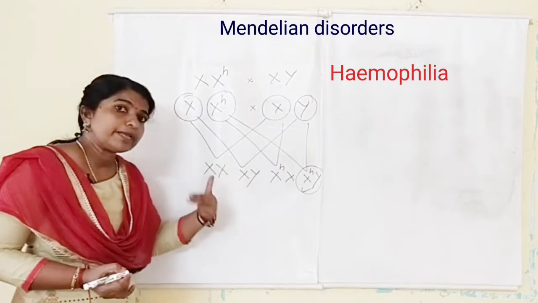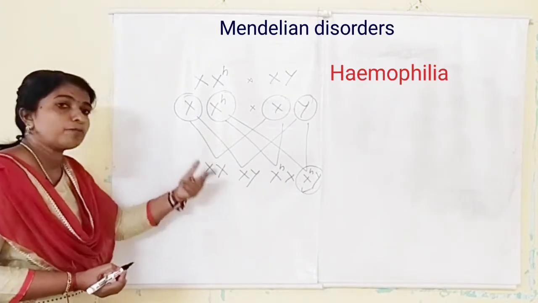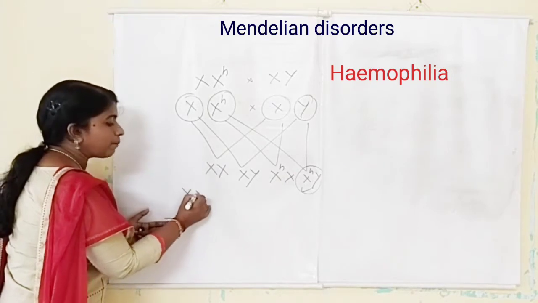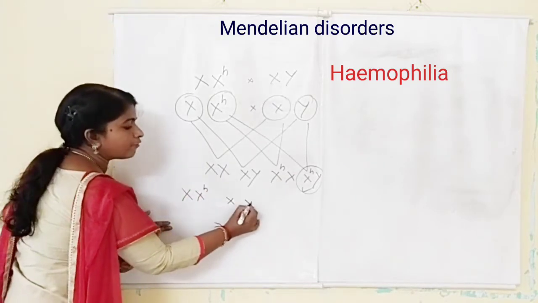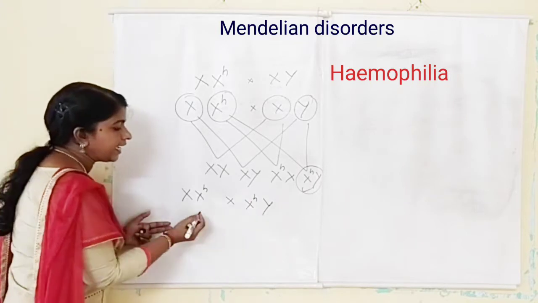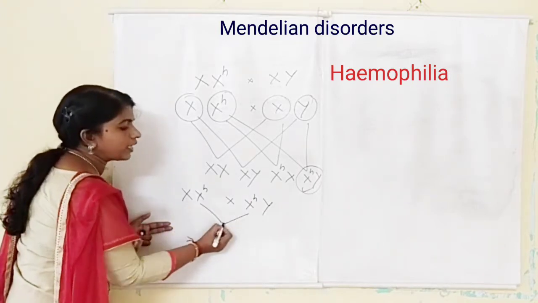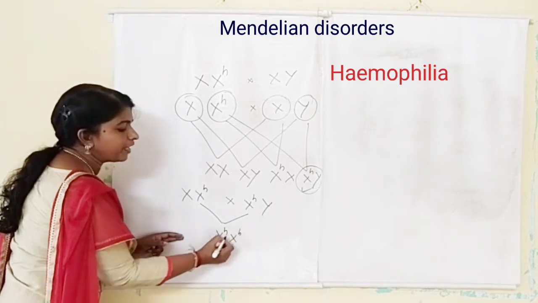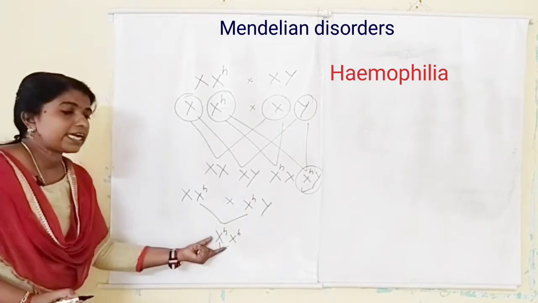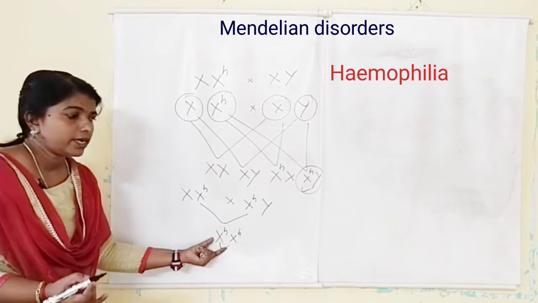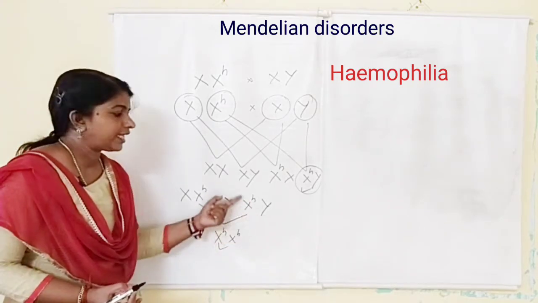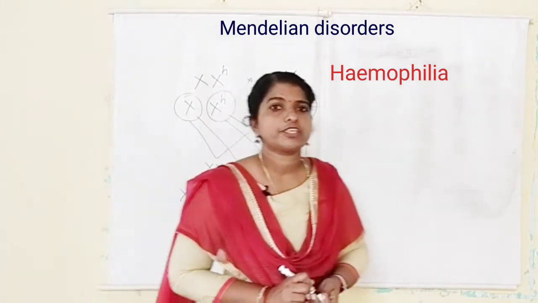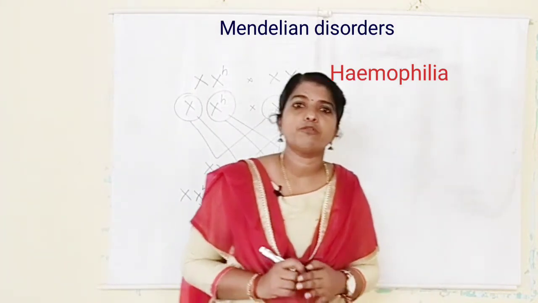And the female becomes hemophilic in this condition, when the mother is a carrier and the father is affected. In this case, these two will combine and an affected female will be produced. But this condition is very rare, as I told, because they cannot live up to this stage. So this is the case of transmission of hemophilia.